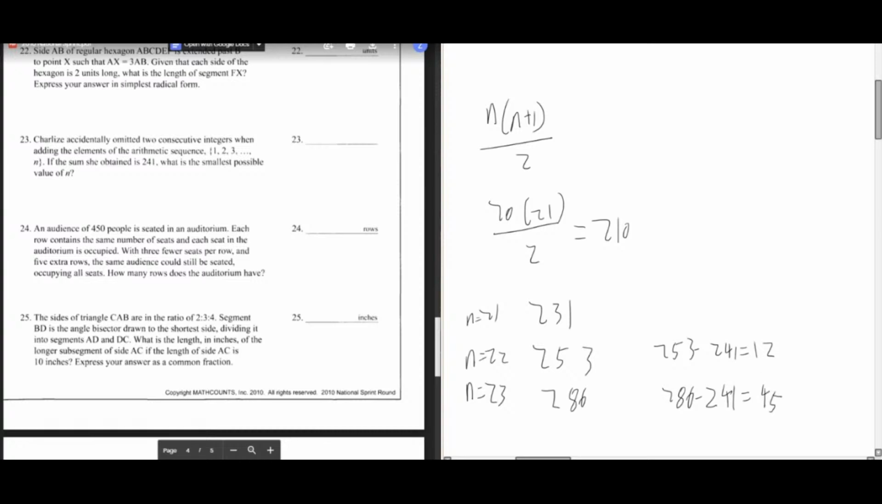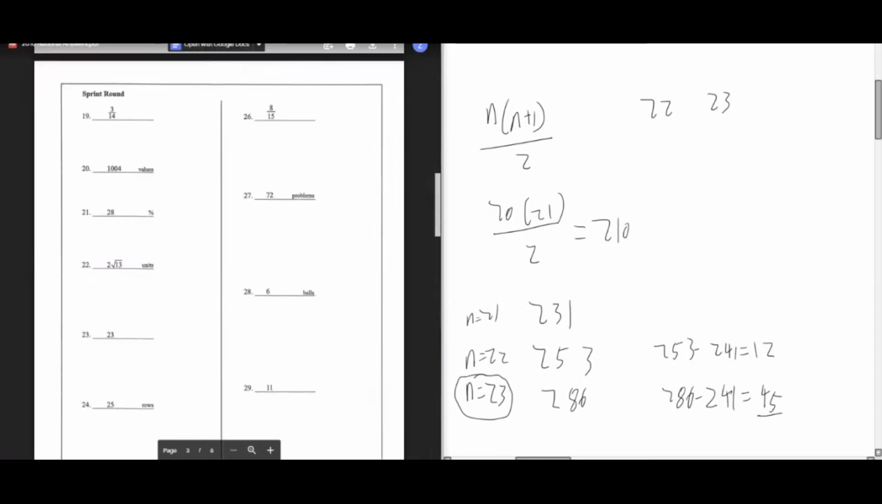So that way you can express this 45, because she omitted two consecutive integers. The sum of the integers she omitted will be 45, so you can express this, which is pretty easy. It's just 22 and 23. So what is the smallest value of n? n would be 23. And yep, that's our answer.